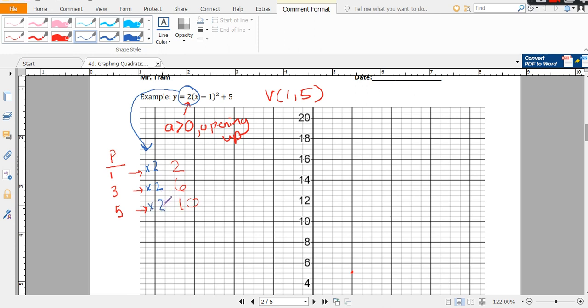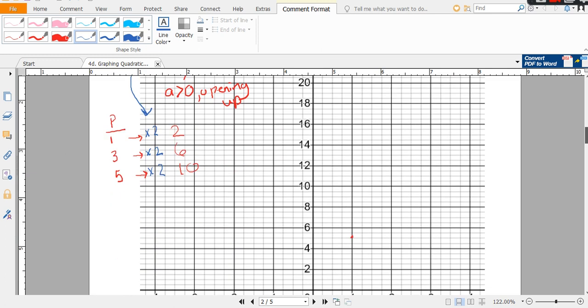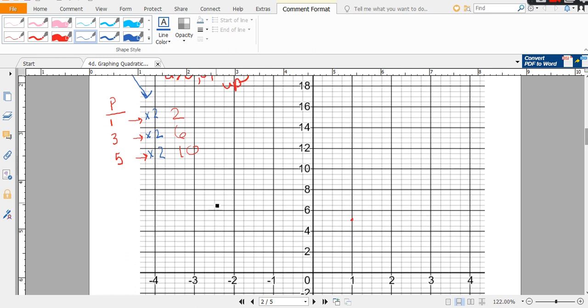Okay, so now how do we use this to graph? Well, it's as simple as finding the vertex, which we already said was 1, 5. Okay, then we go 1 over, and then we just check my scale. So 1 over, and then instead of up 1, I'm going up 2. So 1, 2, that would be my next point right there.